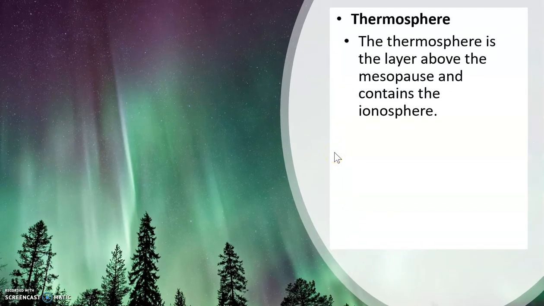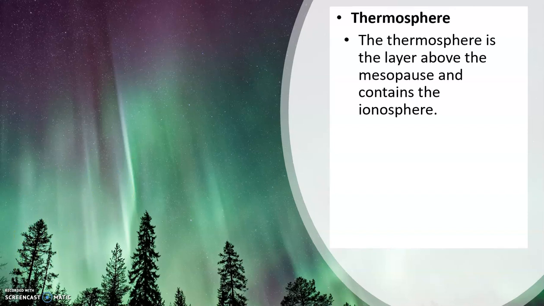The thermosphere is the layer above the mesopause and contains the ionosphere. As you can see in this picture, the ionosphere is where you have these magnetic field lines that concentrate solar winds and create this amazing effect that we call the northern and southern lights, or the aurora borealis or aurora australis.